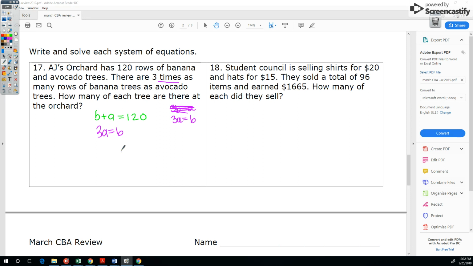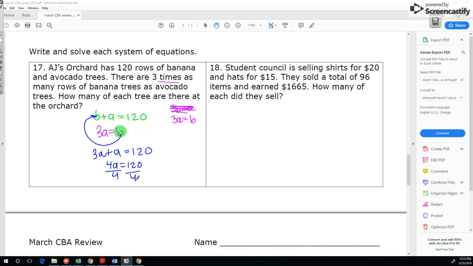All right, let's solve. I'm going to use substitution here because 3A is equal to B. So I'm going to take my B and substitute it right on in there. So 3A plus A equals 120, because 3A is equal to B. So in place of B, I'm putting 3A. 3A plus 1A is 4A. Divide. I get A is 30.